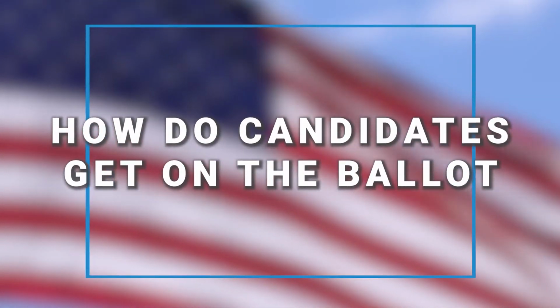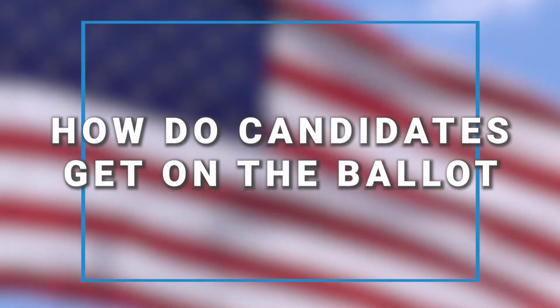How do candidates get on the ballot? There's two ways a candidate can get on the ballot. One is through the petition process. They have to reach a certain level of signatures to get onto the ballot. The other way is through the caucus process. And again, that's a smaller group of people who are advocating for their candidate that they would like to see, through neighborhood meetings, county assemblies, state conventions, and then also at the national convention.